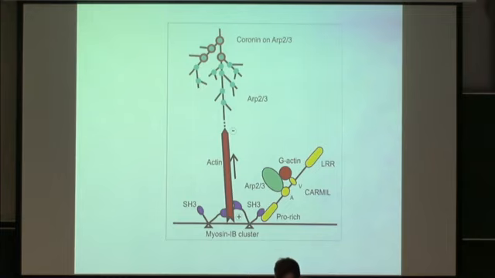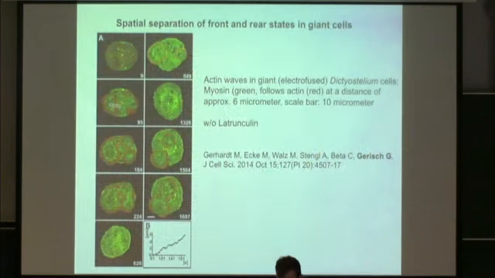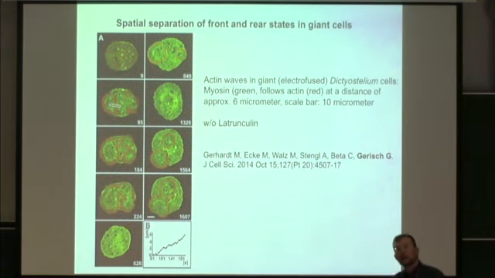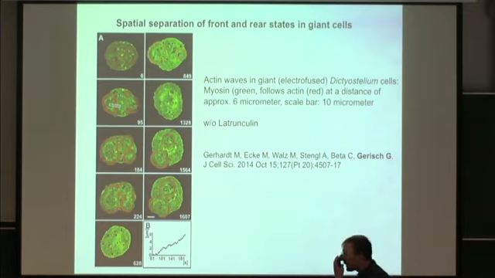More recently, a very nice experiment was done by Carsten Beta and Günther Gerisch, where they used giant cells, electrofused, and this brings us back to what Sam said, that you should try and change the physics of your model. You think changing the size of a cell is probably impossible, but you can do it either by using electrofusion or by preventing cell division.